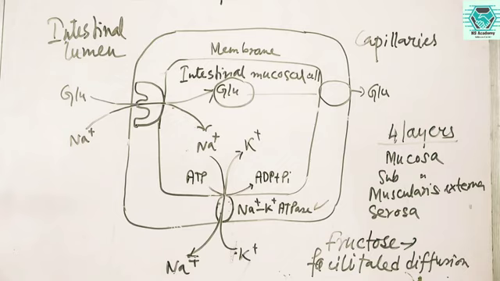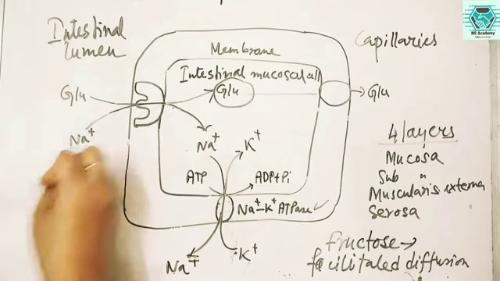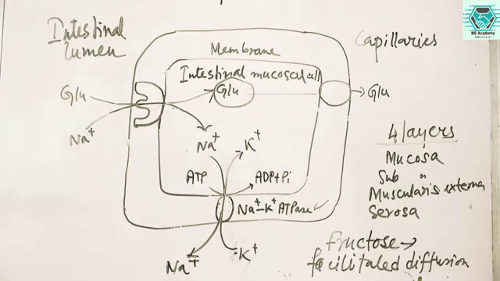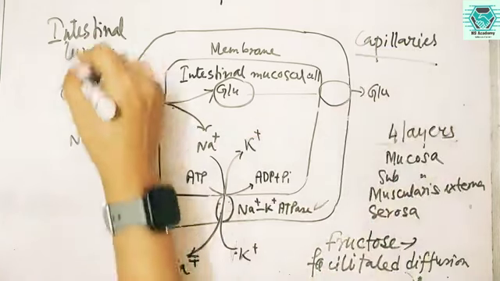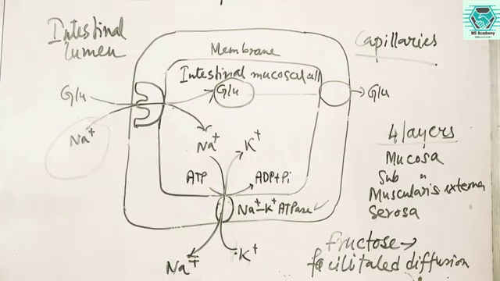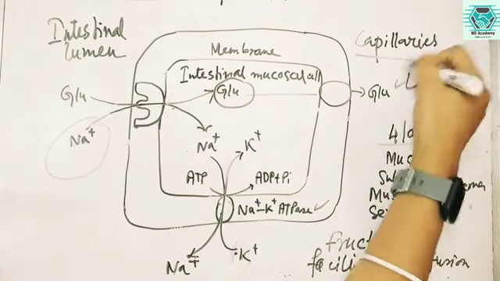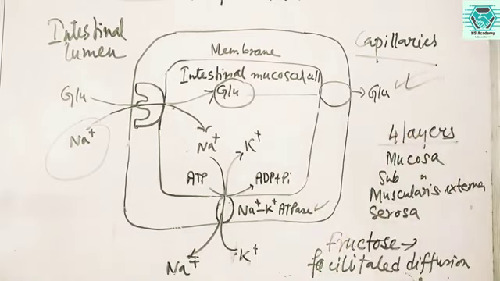Okay. So this is the way the glucose in association with Na plus is absorbed from the intestinal mucosal cell to the capillaries. So this is the way, by the help of Na plus, and again Na plus comes out and the glucose goes to the capillaries, that is, into the blood.